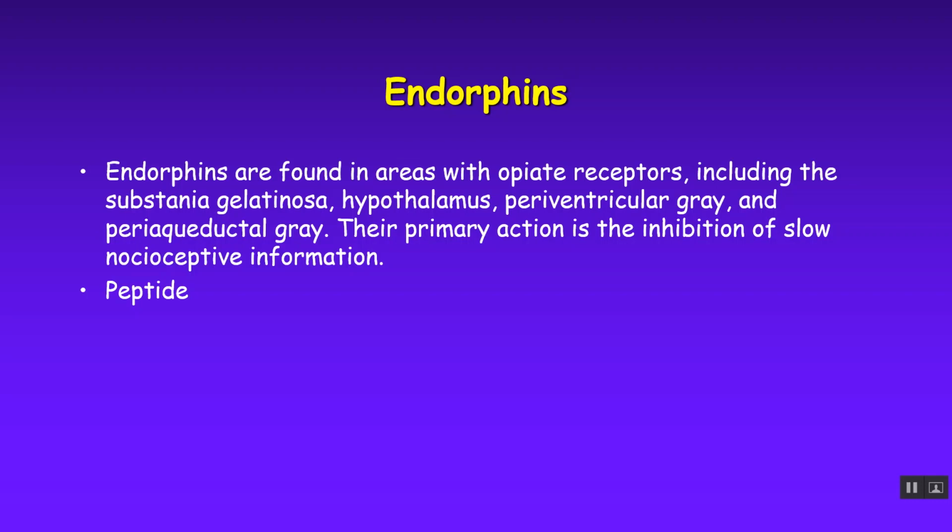Endorphins. Endorphins are found in areas with opiate receptors, including the substantia gelatinosa, hypothalamus, periventricular gray. You don't have to know any of this right now. Periaqueductal gray. These are just areas within the central nervous system. Some of that you recognize, some you don't. The primary action is inhibition of slow nociceptive information.